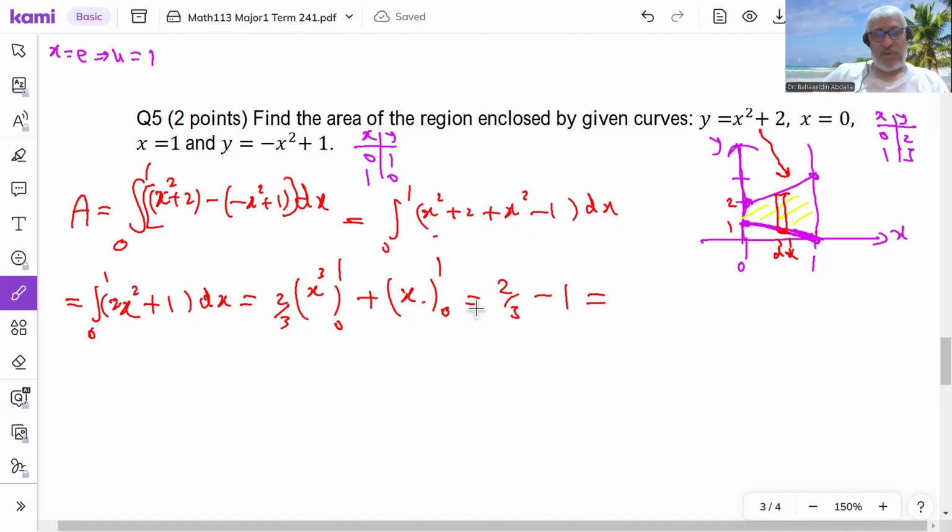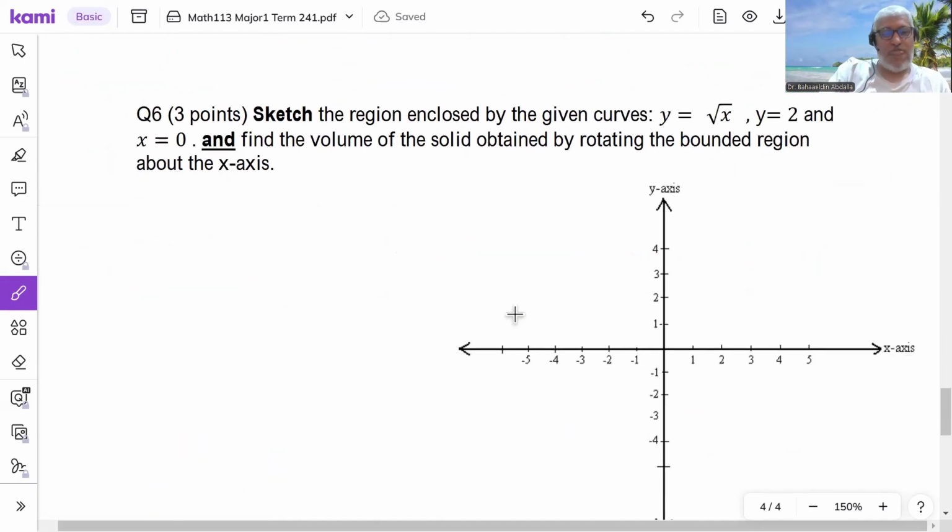This is a plus 1, sorry. This is a plus. So I found my mistake. This is a plus here. I wrote it minus, so the answer is 5 over 3.